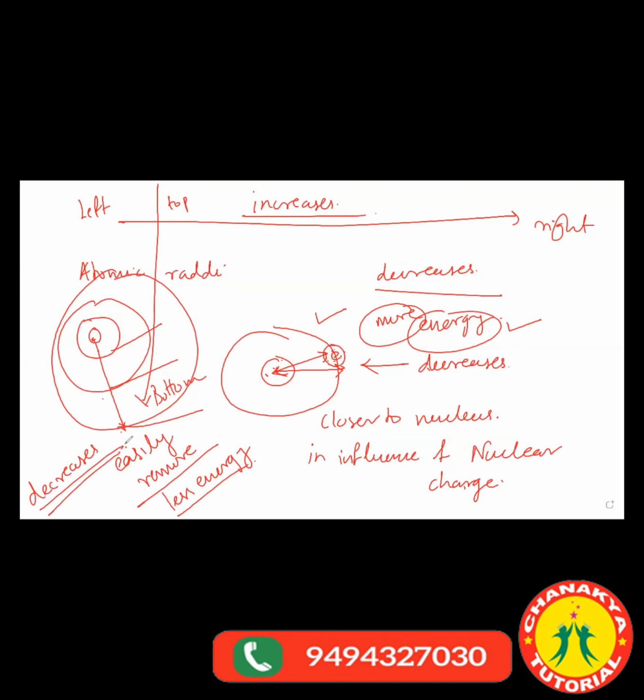As atomic radius increases from top to bottom in the periodic table, your ionization enthalpy goes on decreasing because it requires less energy to detach the outermost electron. Those are not in the influence of nuclear charge. Clear?